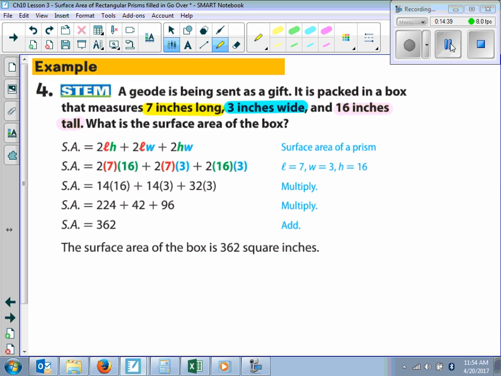You with me? All right, so now to use our formula, 2 times the length times the height, plus 2 times the length times the width, plus 2 times the height times the width. There's my formula, and all I have to do now is substitute the numbers for the length, the width, and the height. Is everybody clear? So once we do that, the second line is what we get right here. Then we simplify and then add them all together to get our total surface area, which is 362 square inches.